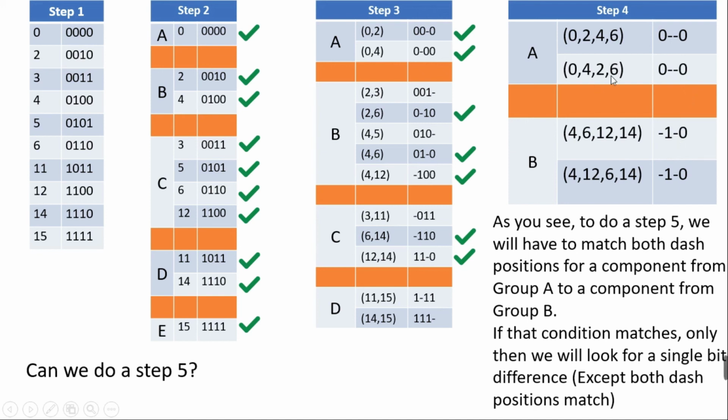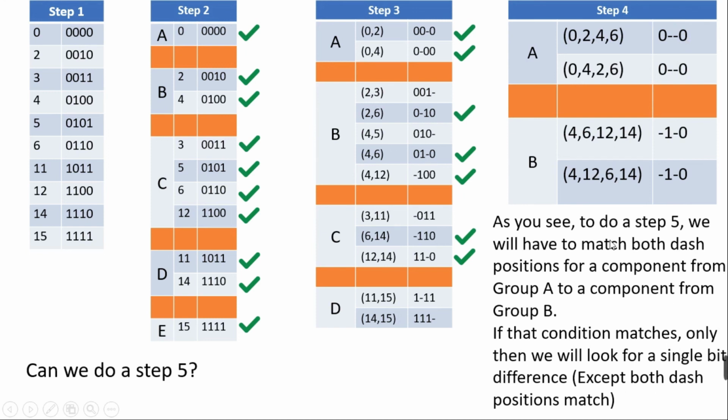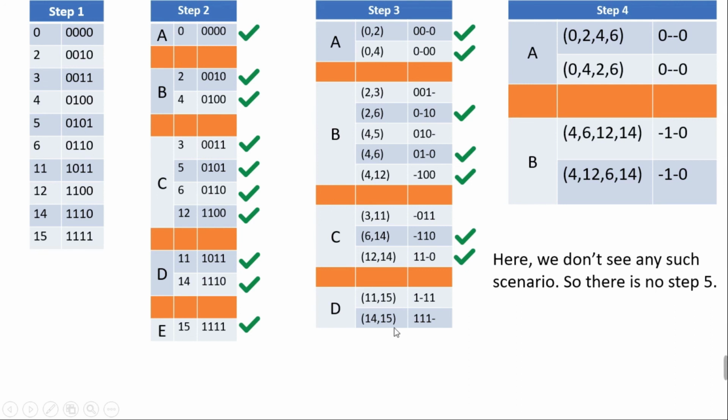If we look carefully, we will see that there is no such difference found between group A and group B. When we compare all the binary numbers of group A with the binary numbers of group B, we can't find any such matches. So the answer to the question, can we do a step 5, is no. We don't see any scenario which satisfies these conditions. That's why we can't do step 5 for this problem.